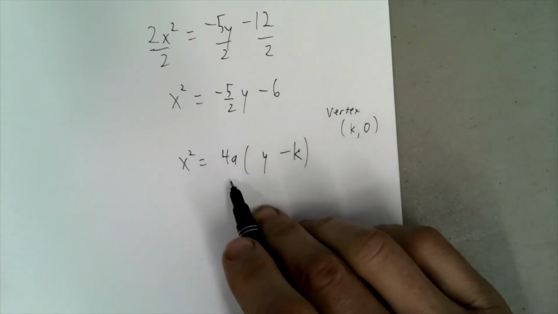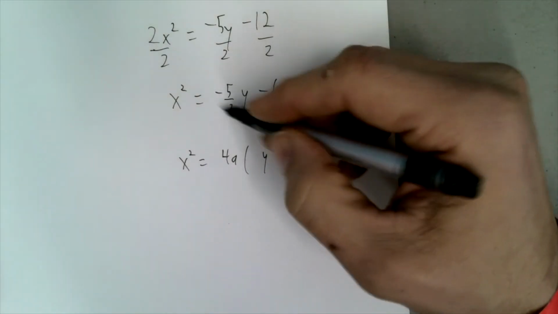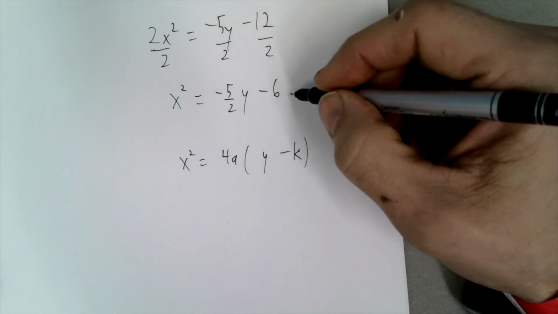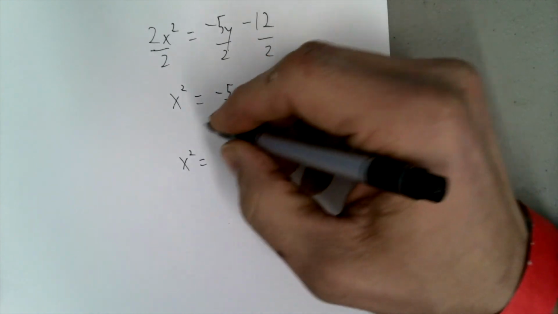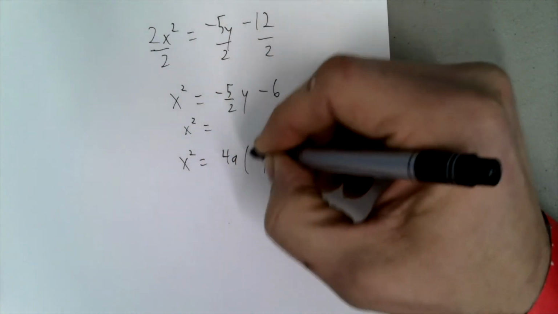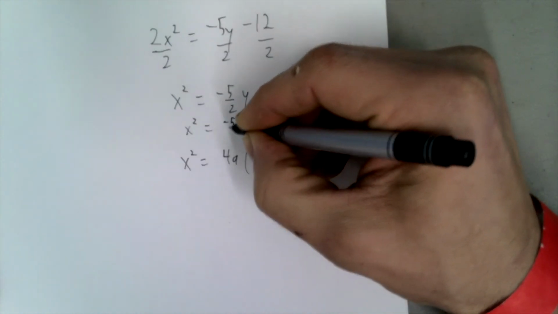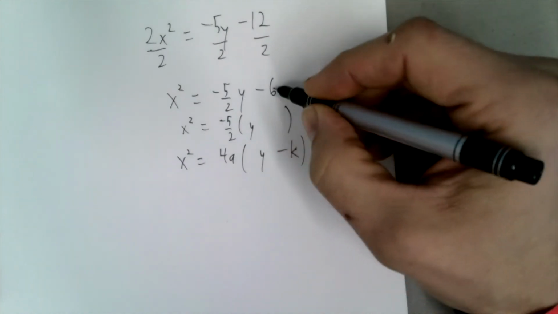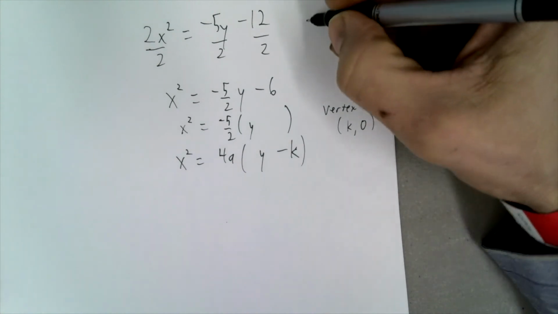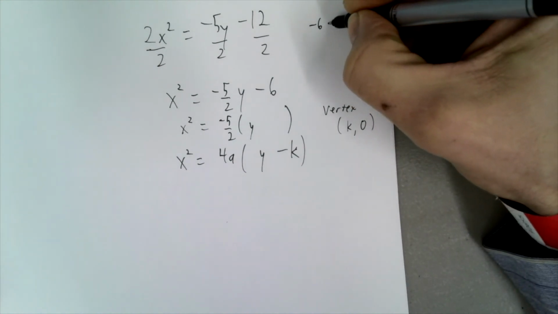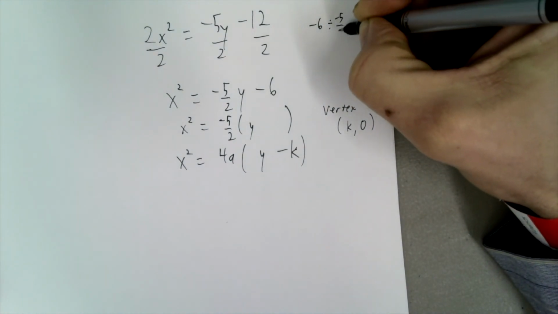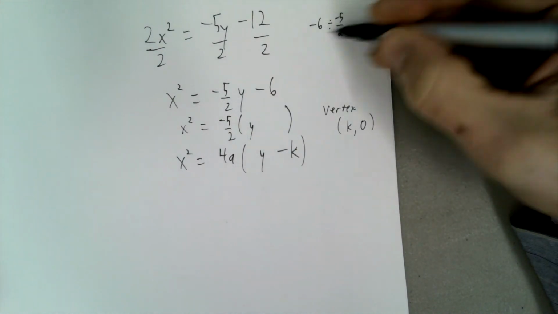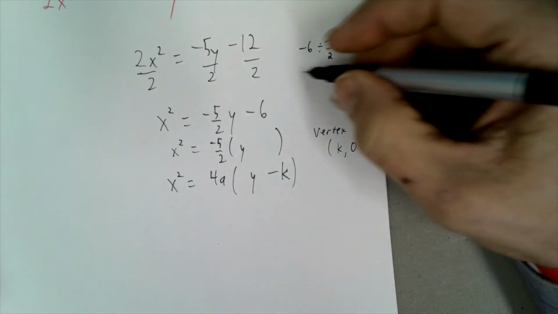So in order to make this look like that form, I have to sort of factor out the negative 5 halves. It doesn't come out neat like this, but I have to divide them both by the negative 5 halves. So I have to get the parentheses where they belong. I'm going to write this as negative 5 halves times y, and negative 5 halves times, well, I got to think about what negative 6 divided by negative 5 halves is. So it didn't factor out neatly, but I have to divide it out anyway. So work out that division problem.